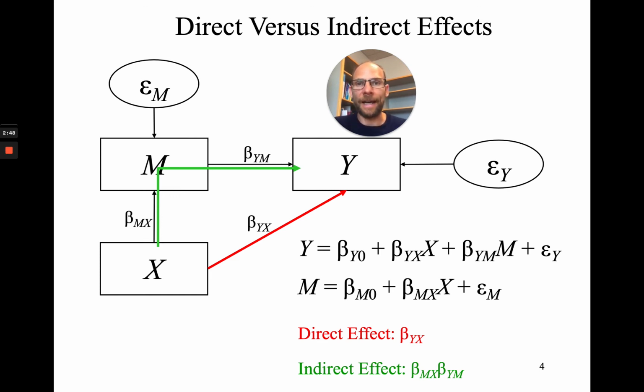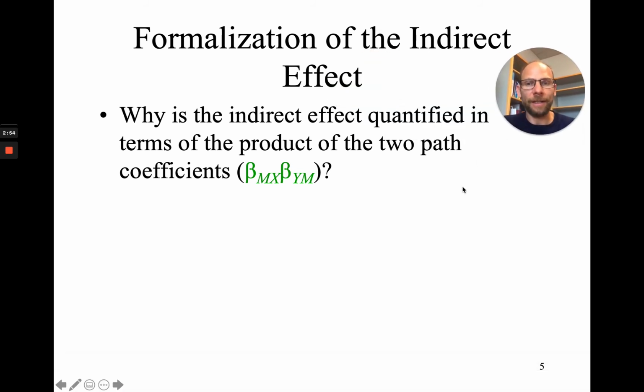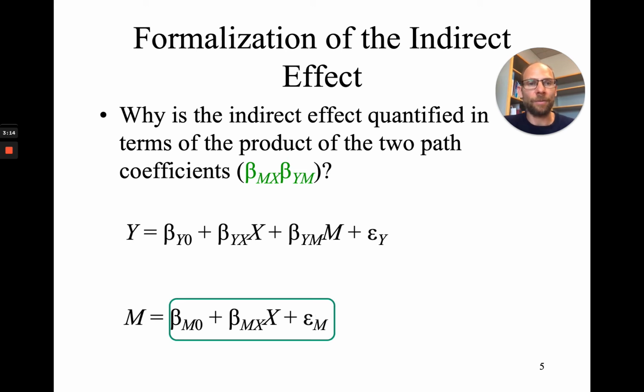In order to understand that, we can look at the regression equations in a little bit more detail. So here again we have our equation for y, and here's the equation for m again. You can see that we have m in the first equation, and then m is given by a bunch of terms in the second equation. So what we can do is insert what we have for m in the second equation into the first equation, and then rearrange the terms and see what we get.